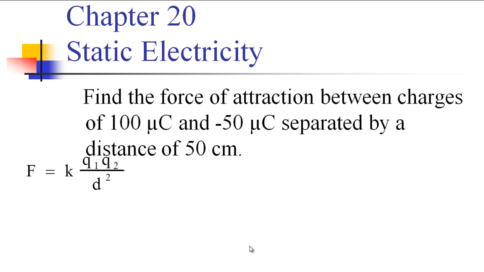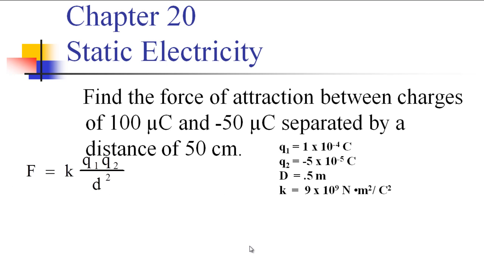So we have our equation, and when we write this all out, we convert the microcoulombs to regular coulombs. So the charge 1 is 1 times 10 to the minus 4. The charge 2 is minus 5 times 10 to the minus 5. You've got to make sure you have that minus sign in there. Distance between them, 0.5 meters, and K is always K. So remember that K.